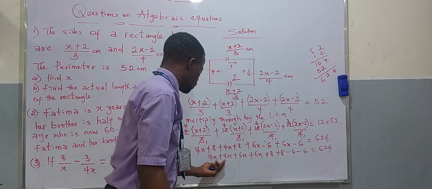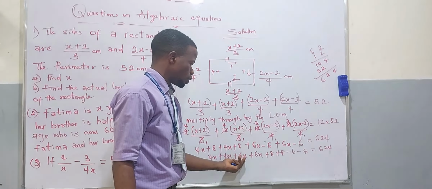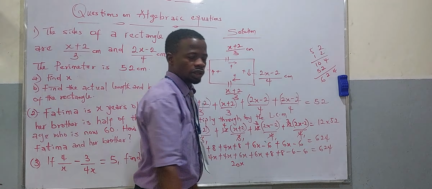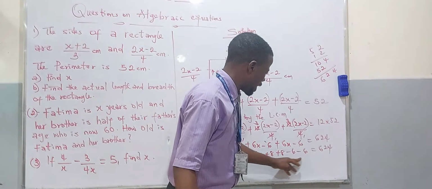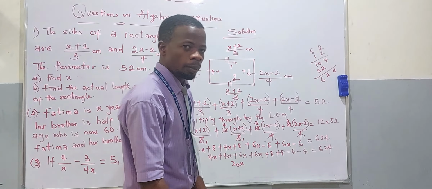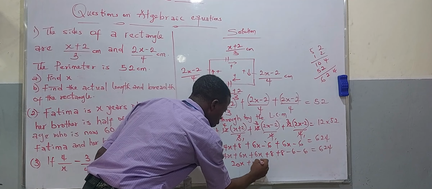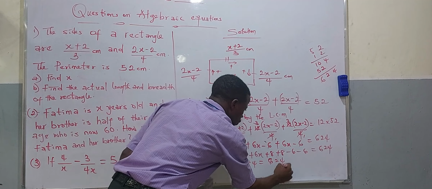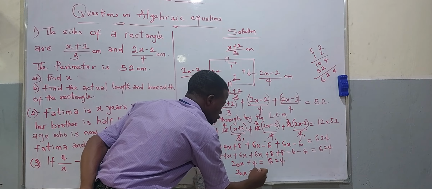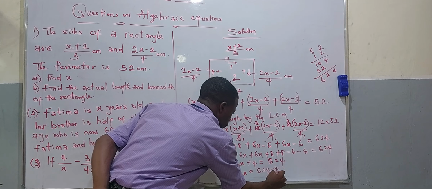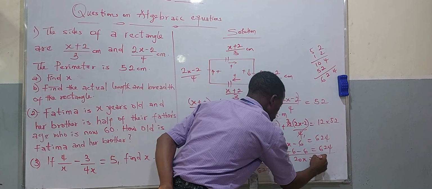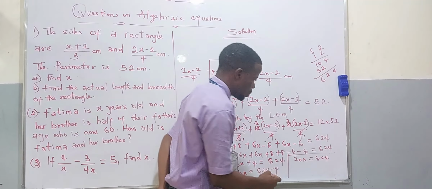So add together. 4 plus 4 is 8, plus 6 is 14, plus 6 is 20, so we have 20x. Then 8 plus 8 is 16, and minus 6 minus 6 is minus 12. So 16 minus 12, what do you have? We have 4. So 20x plus 4 is equal to 624. So 20x is equal to 624 minus 4. Automatically, we have 20x equal to 620, right? Divide both sides by 20.